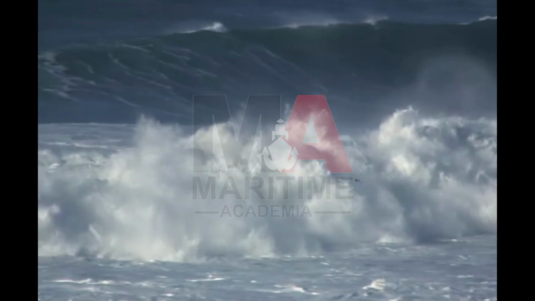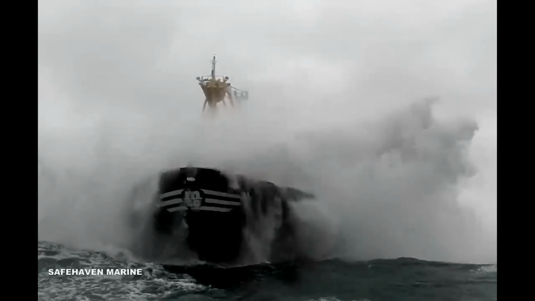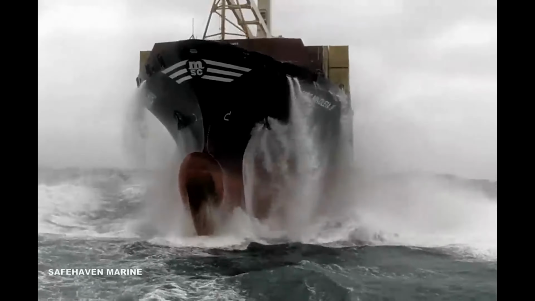Weather at sea can change in an instant, but how do mariners stay ahead of storms and navigate safely?